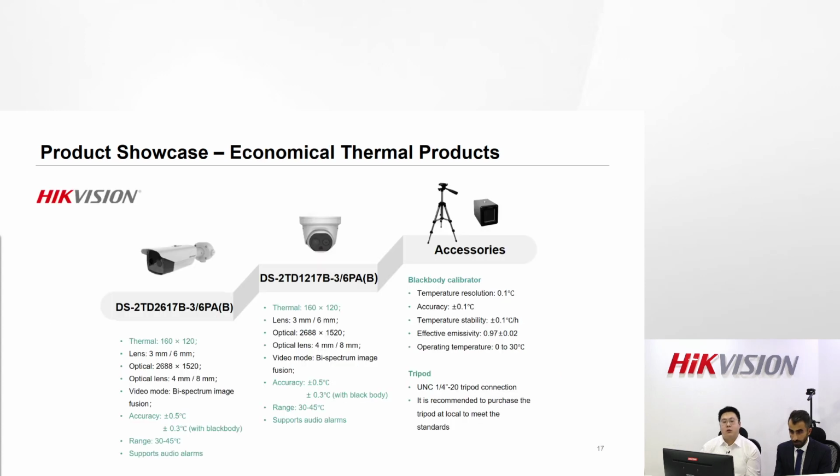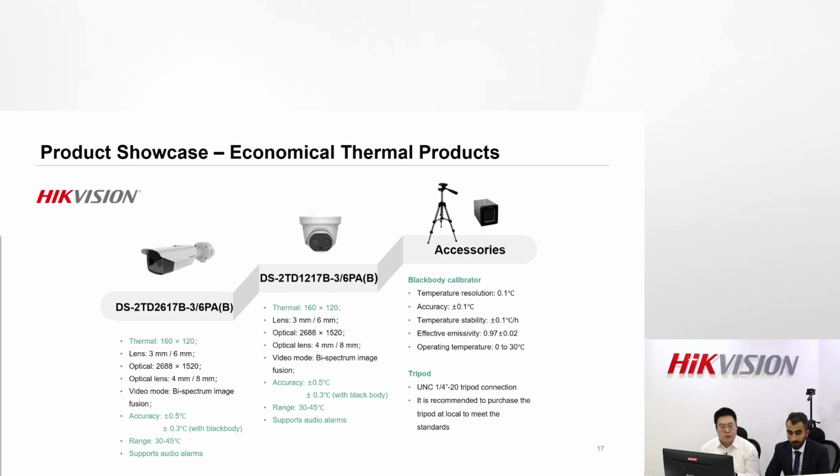Next is our economical thermal products with two models. One is the 2617B-3 or 6 in bullet, and one is the 1217B-3 or 6 in turret. Both cameras can reach a thermal resolution of 160 by 120, and have different lenses to choose from, 3 millimeters or 6 millimeters. The accuracy can also reach plus or minus 0.5 degrees Celsius, the same as the professional thermal products.